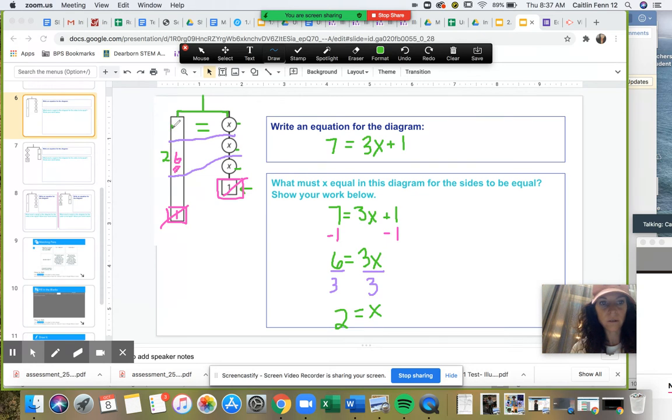And that makes sense because we could see that 2, 2, 2, and 1 would all be 7. And we could see that algebraically.